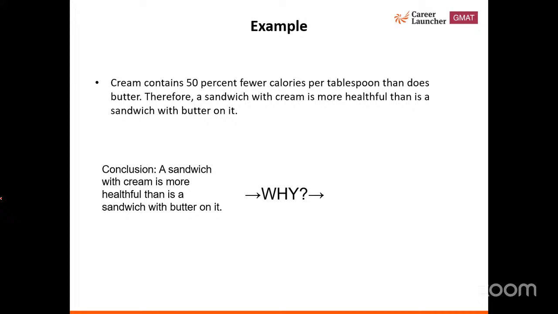Now, in this case, if we ask the why, I think the response is quite clear: cream contains 50% fewer calories than does butter, and therefore we are saying that a sandwich with cream is more helpful than a sandwich with butter on it. Okay, are we clear here, everyone? Do we understand what an argument is and how we can break the argument down as well?